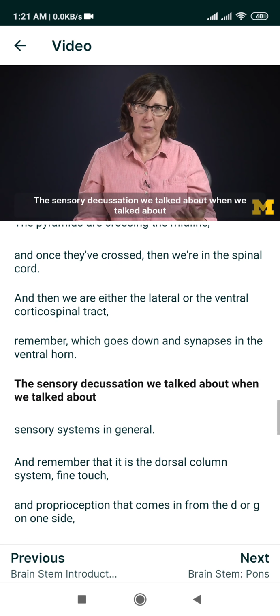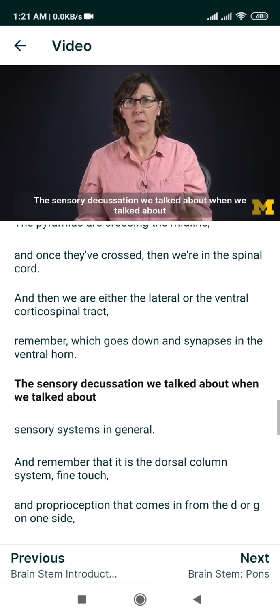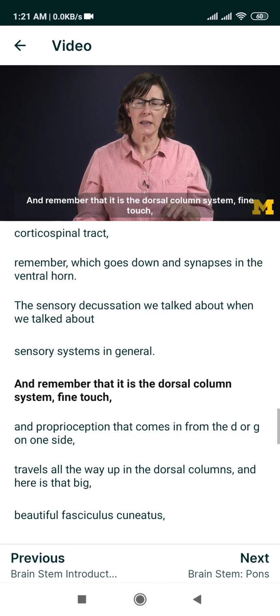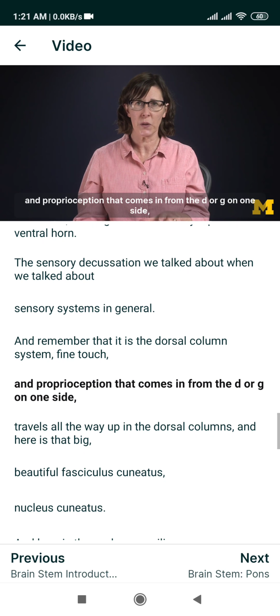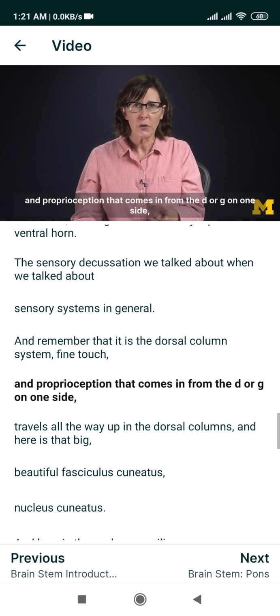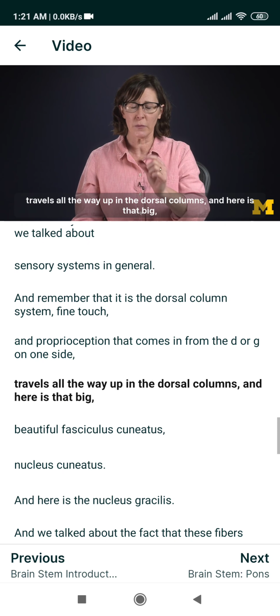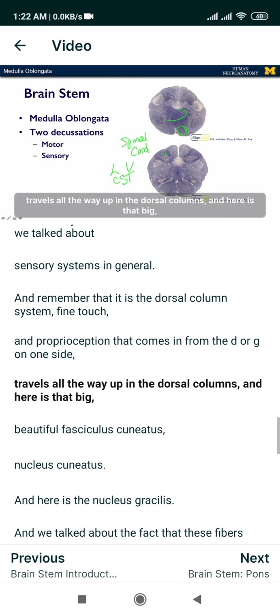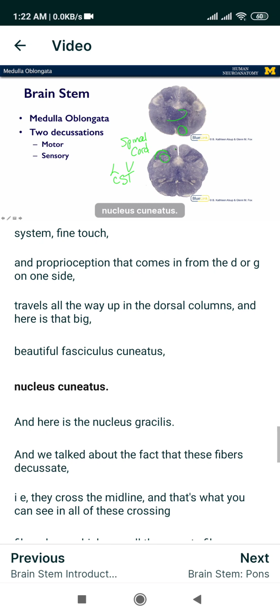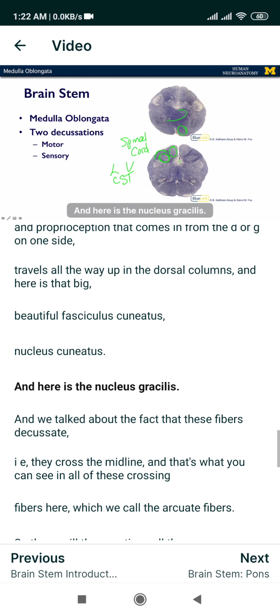The sensory decussation we talked about when we talked about sensory systems in general. And remember that it is the dorsal column system, fine touch and proprioception, that comes in from the DRG on one side, travels all the way up in the dorsal columns, and here is that big, beautiful fasciculus cuneatus, nucleus cuneatus, and here is the nucleus gracilis.